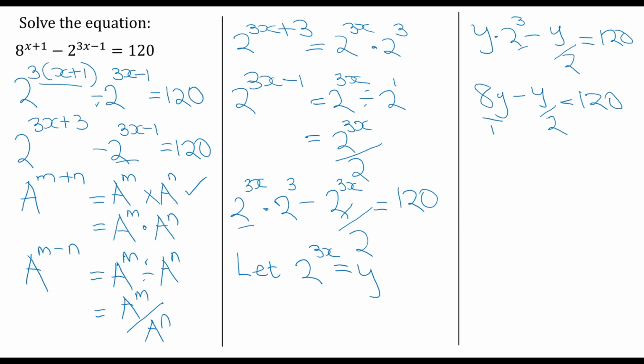Simplifying this one, you get the LCM is 2, so it's 2 divided by 1. 2 times 8y is 16y minus y over 2 is equal to 120. Simplifying further, 16y minus y, you are left with 15y over 2 is equal to 120.